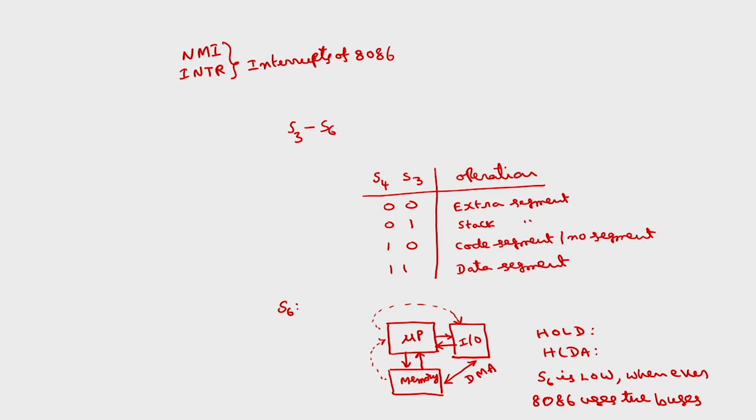Whenever the use of the buses is over, the microprocessor is ready to give the buses to the memory. In that case S6 does not go high, in fact it will go into the high impedance state. So, once the microprocessor has used the buses and is ready to give the buses to the memory, it makes S6 a high impedance state.